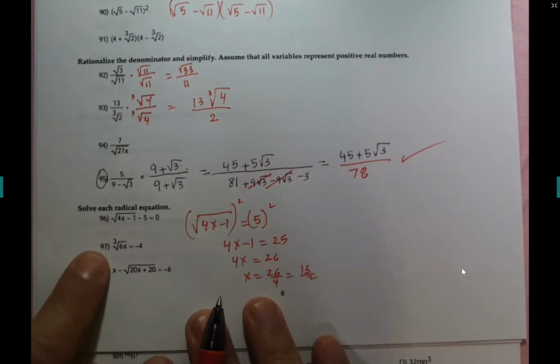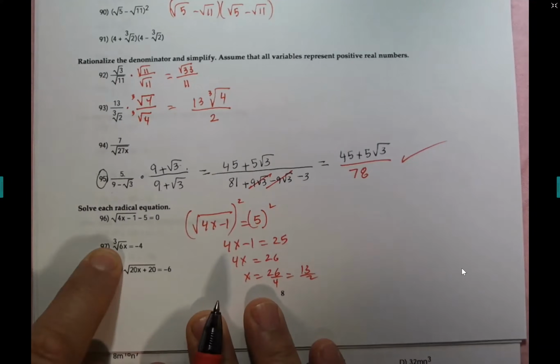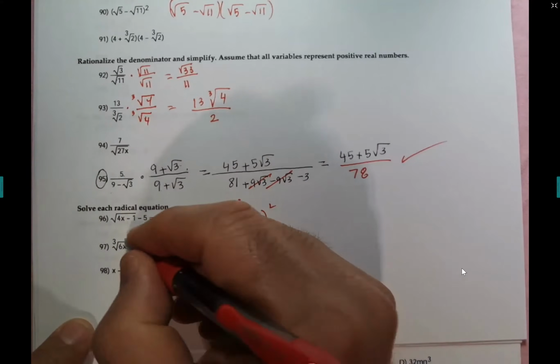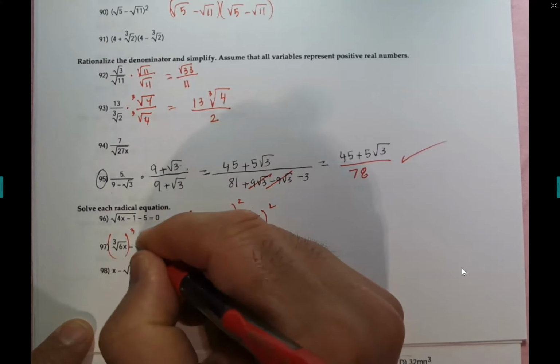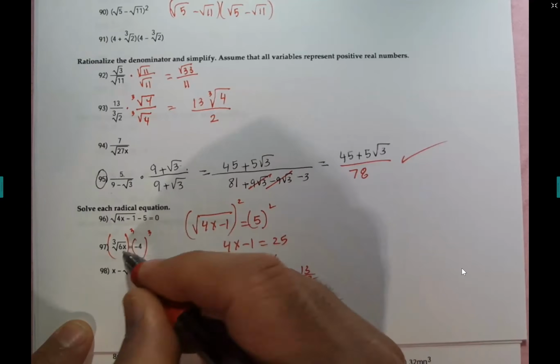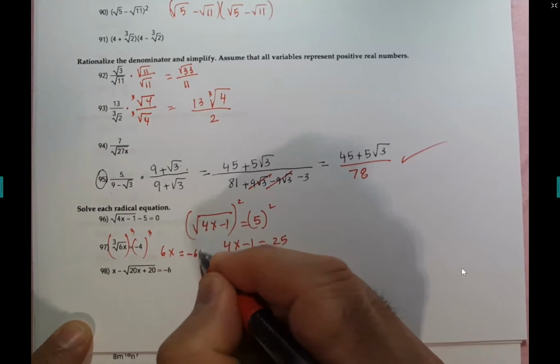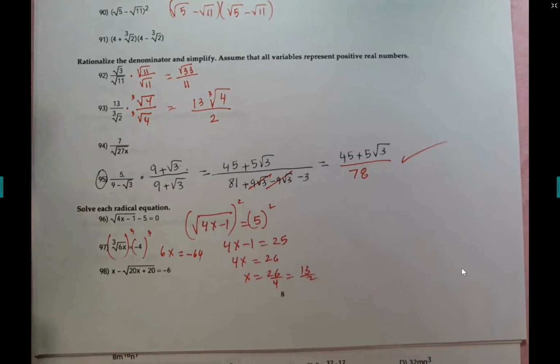Now for 97, guys, notice it's a cubic root. So in order to get rid of the cubic, you have to raise both sides to the third power. And that should give you 6x on one side and negative 4 to the third on the other side, which is negative 64. And then you solve the equation. So just be careful with that.